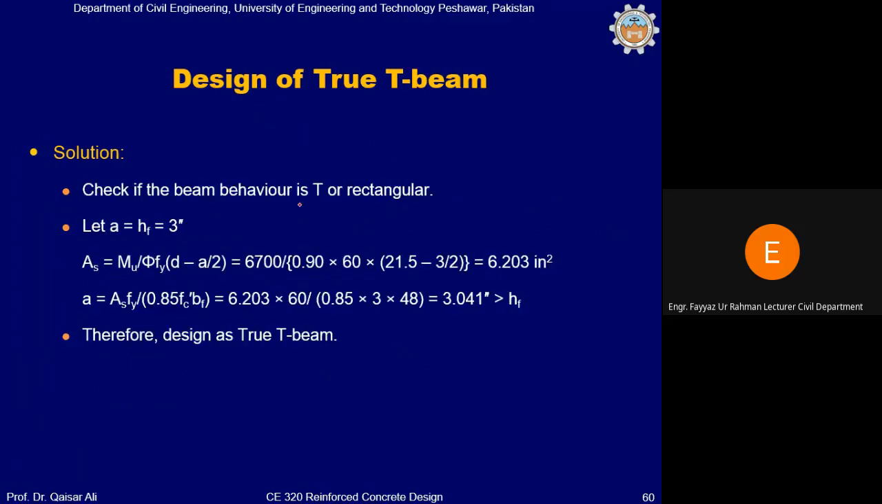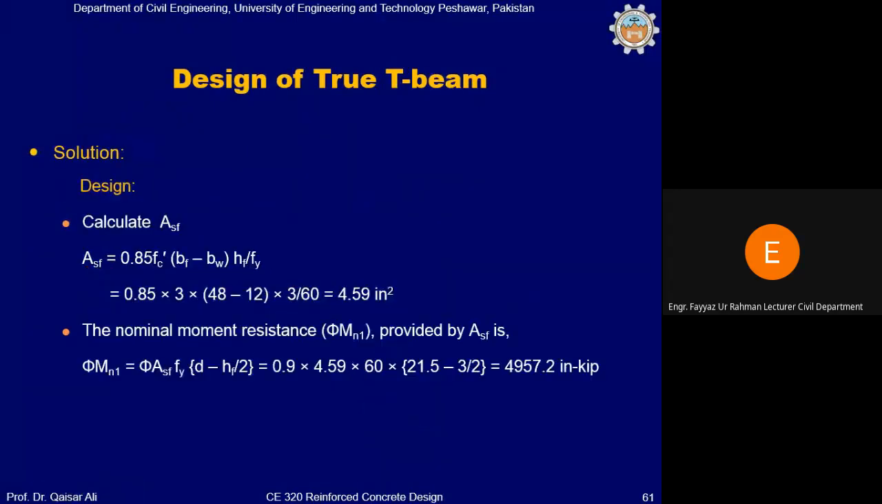Now check if the beam is T or rectangular. First of all, we will assume a is equal to hf is equal to 3 inches. From this you will calculate As, which is coming 6.2. Recalculate a based on this area. You can see this is coming 3.04 inches, which is greater than hf. So it means the depth of the compression block, a, is greater than hf, so we will design it as a T-beam. Clear?